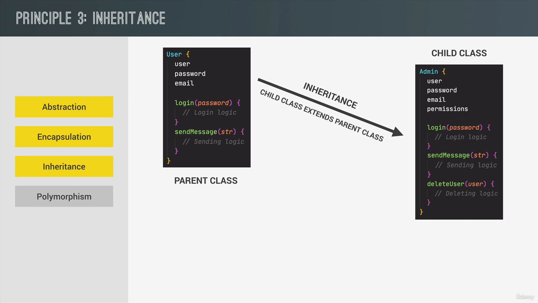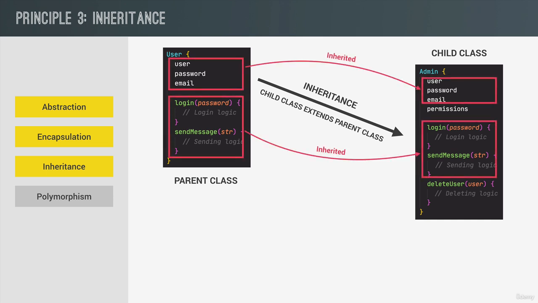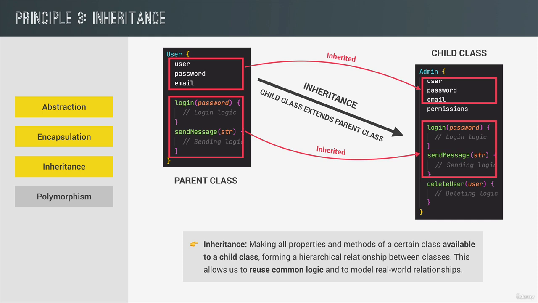Okay, great. But what does all of that actually mean? Well, it's actually quite intuitive, I think. Just like you as a child probably inherited some features of your parents, a child class inherits all the properties and methods from its parent class. Now, in more formal terms, inheritance makes all properties and methods of a certain class available to a child class, which, of course, then forms a hierarchy between these two classes.